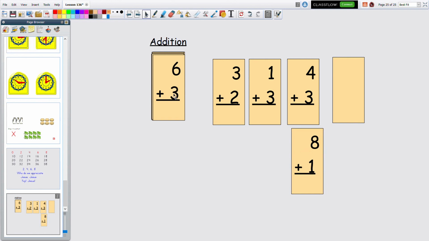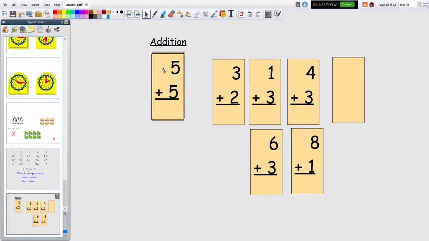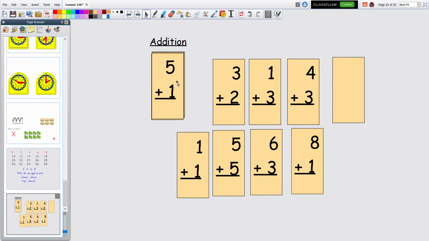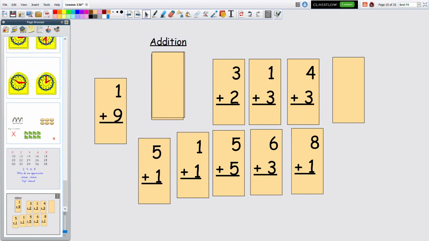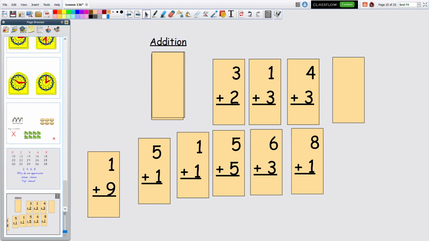8 plus 1. That one I think you know because it's just 1 more than 8. 6 plus 3. 5 plus 5. 1 plus 1. 5 plus 1. 1 plus 9. And I'm going to stop that right there because I think we're out of time.